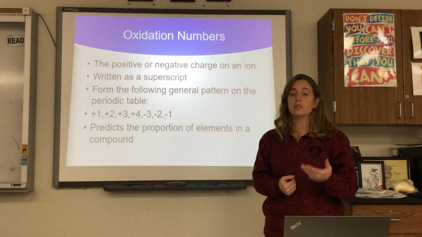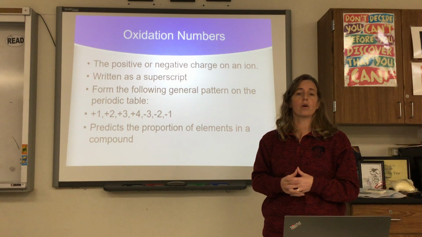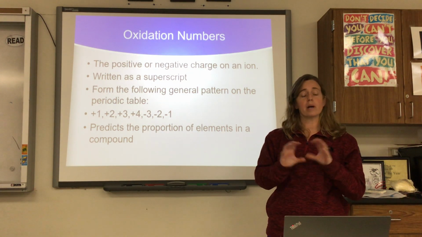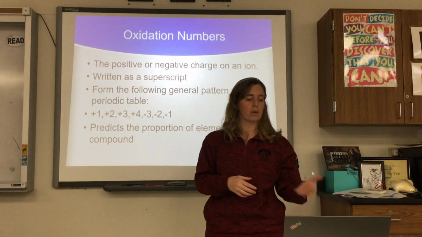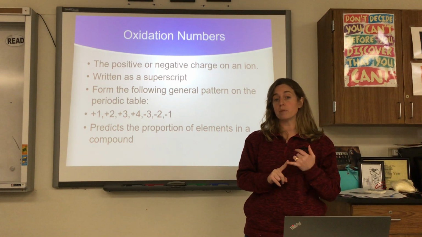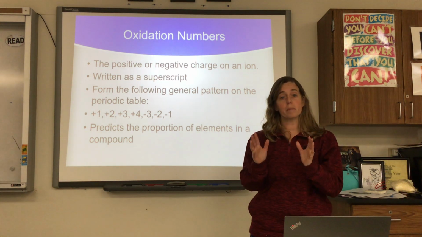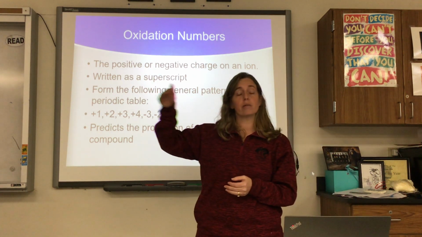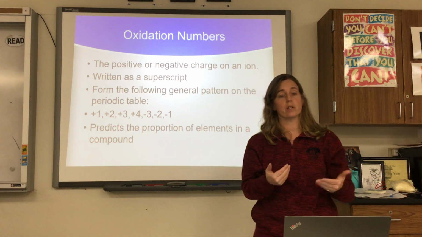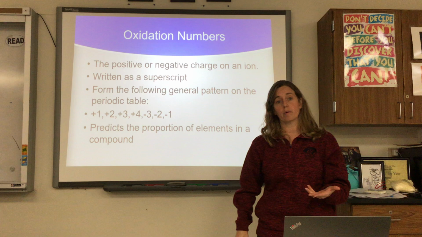You form the following general pattern on the periodic table. Remember, D and F sublevels are called your group B elements, so they're not included when you talk about the pattern for oxidation numbers. We're only talking about those group A elements, which are representative elements, which are columns 1, 2, skip the middle section, and then 13 through 18. Those are called your representative group A elements. So when we talk about this trend, that's what we're referring to.